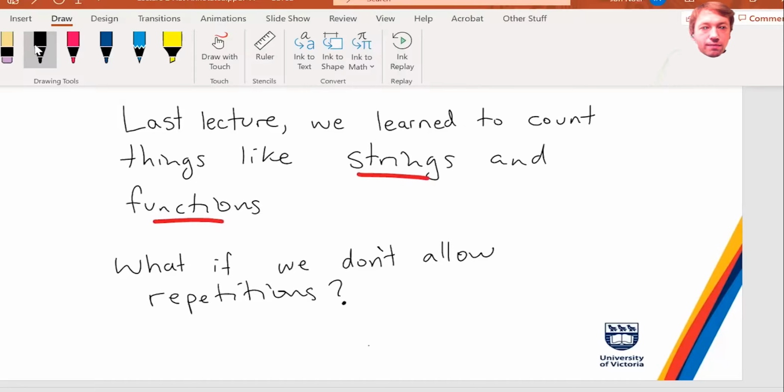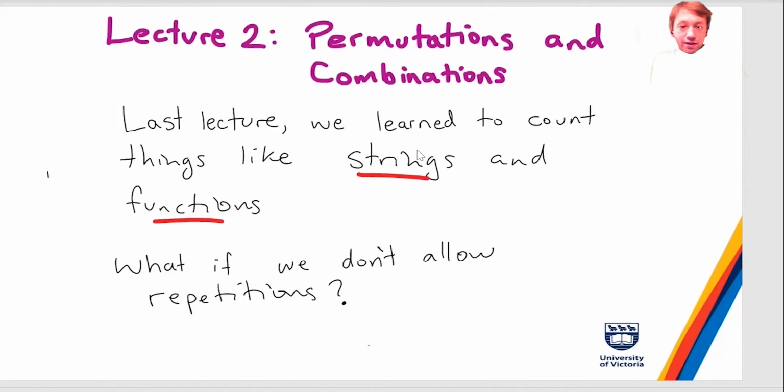So remember last lecture, we talked about strings and functions, right? In a string, you have an alphabet of letters, and a string is just a way of writing those letters one after the other, but there was no restriction on how you write the letters. It was just write them down, and you can repeat letters or whatever. Now what I want to understand is, how many strings are there where you don't allow repetitions?